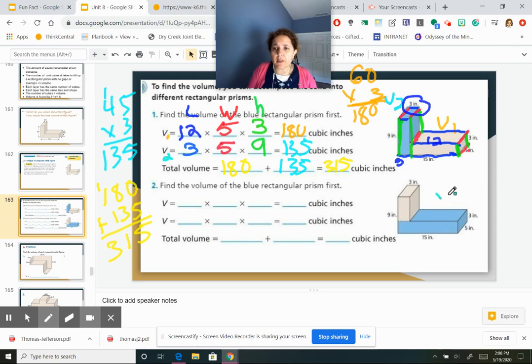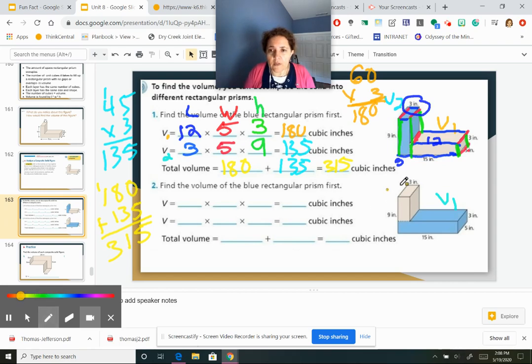I'm still going to name this V1. Doesn't matter, this could be V1. Doesn't matter which one's V1, which one's V2, but I'm just going to keep this one V1, and then I'm going to do this one V2, and I'm going to go to my other color to make this shape V2.